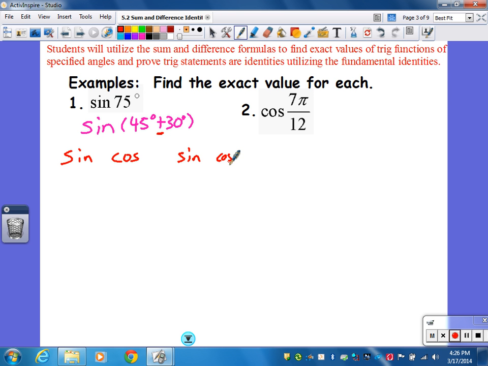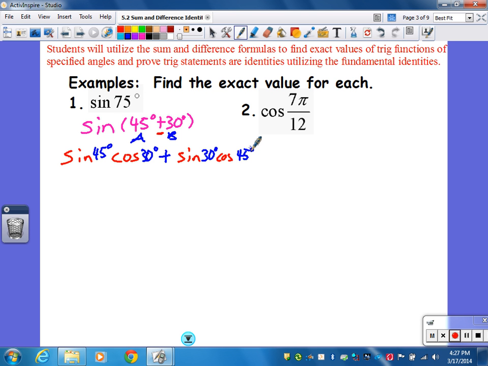Now the question is, I need an A and a B. Well, here's my A, here's my B. So I'm going to put 45 degrees in here, 30 degrees in here. And so I have a plus, because the sign stays the same: sine of 45 degrees cosine of 30 degrees, plus sine of 30 degrees cosine of 45 degrees.